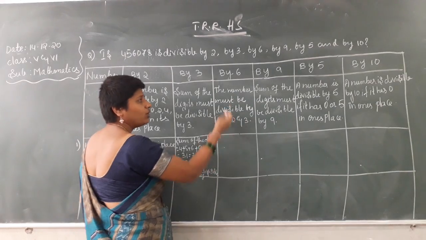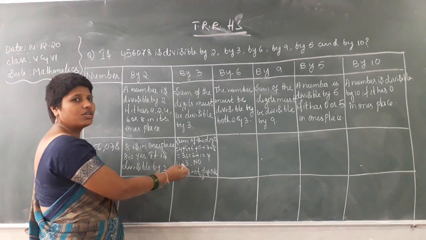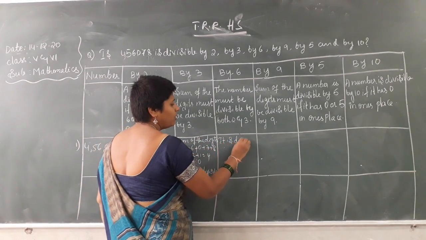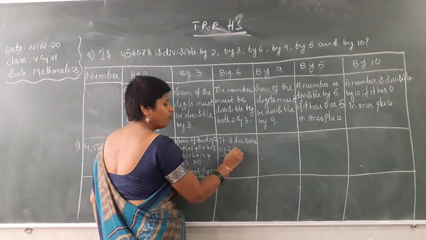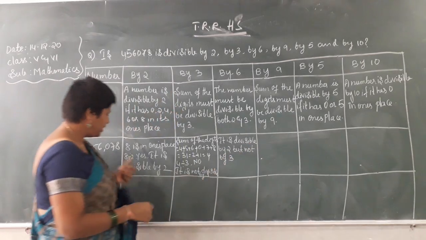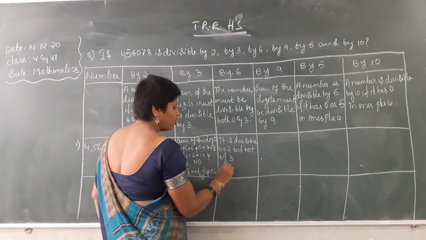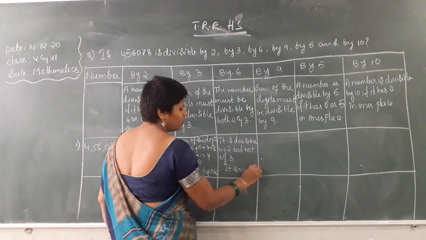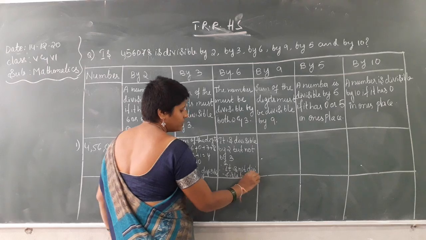So, no need to go for checking again. Already you have written over here. By seeing these two results directly you can write. What you will write? It is divisible by 2 but not by 3. So, it is not divisible. It is not divisible by 6.